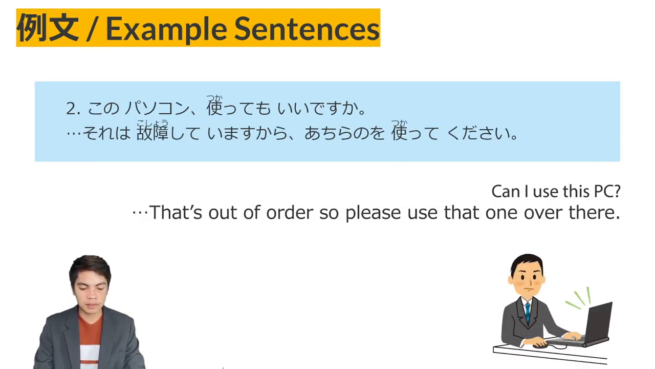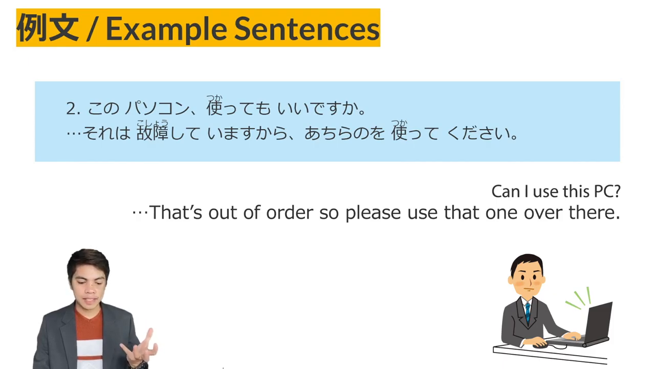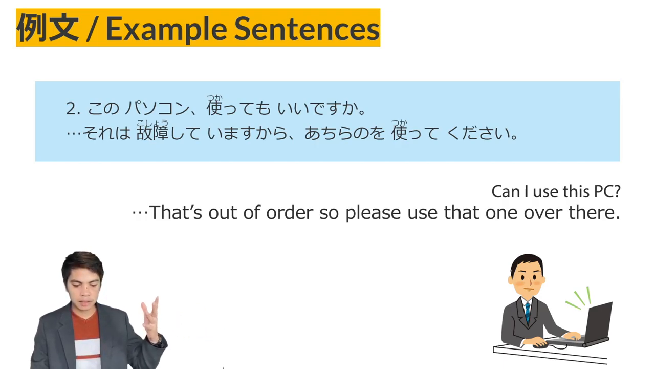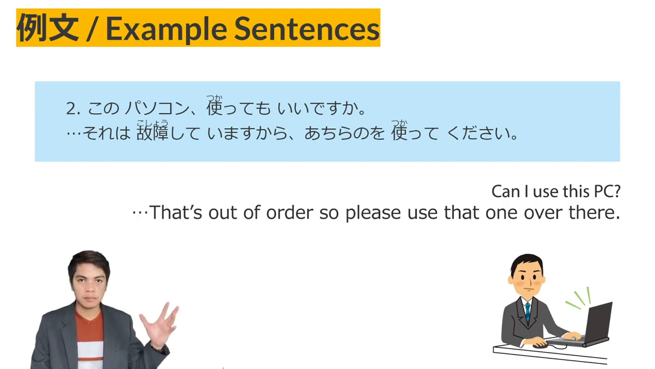Number 2. Kono pasokon tsukatte mo ii desu ka? Sore wa koshou shite imasu kara achira no wo tsukatte kudasai. The first sentence, kono pasokon, this personal computer, tsukatte mo ii desu ka? The verb te mo ii desu ka is asking permission from someone. Can I use this? He said, sore wa koshou shite imasu kara, it's because it's broken. The verb koshou shimasu is for something that is broken, like a machine, or that stops working. Achira no wo tsukatte kudasai. Achira means over there. Achira no pasokon, that PC over there, so we use no. You can omit the word pasokon. Achira no, particle o, tsukatte kudasai. Please use that over there.